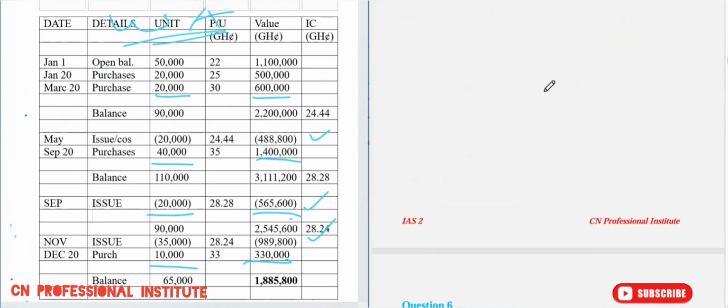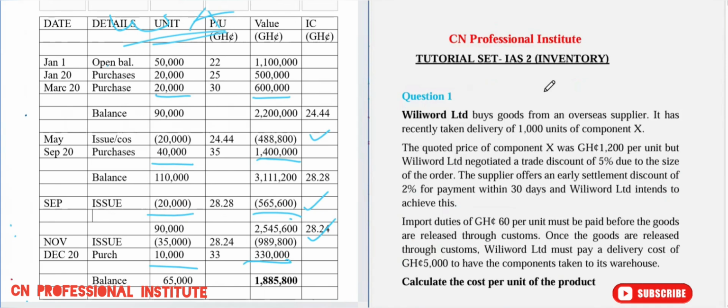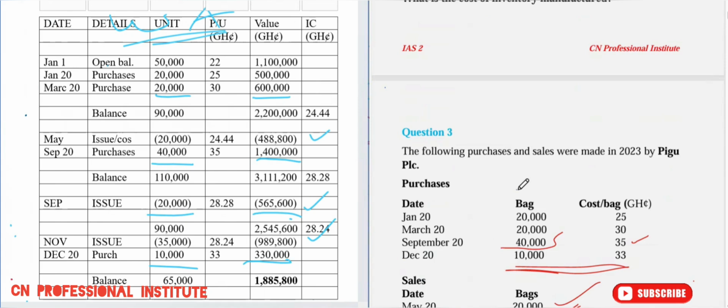We are not done. Along the line, we'll be solving advanced questions on inventory, especially ICG past questions and ACC past questions. And we'll be trying them, right? But for now, I think we've done enough. So we'll look at other standards, right?